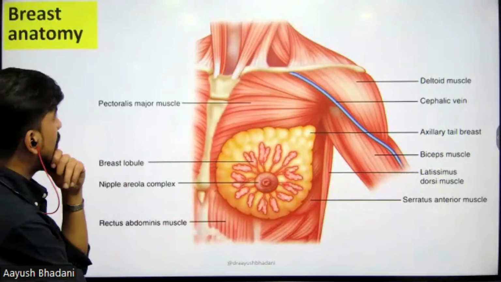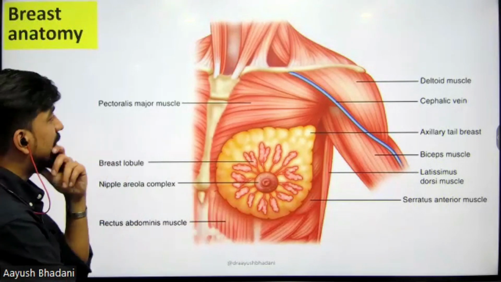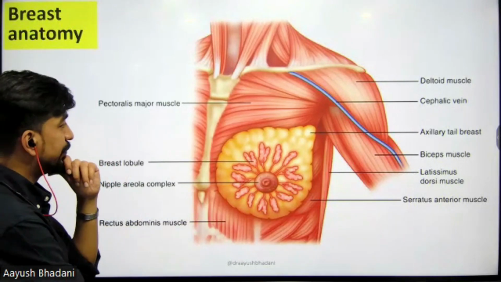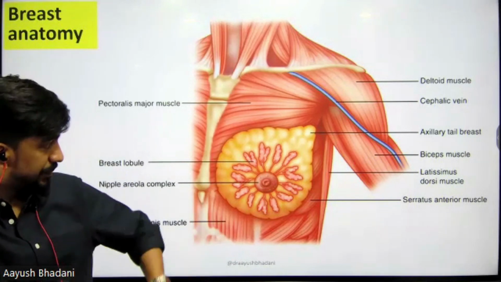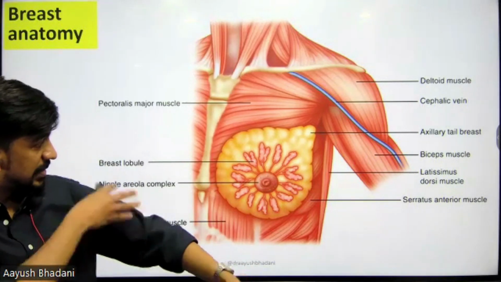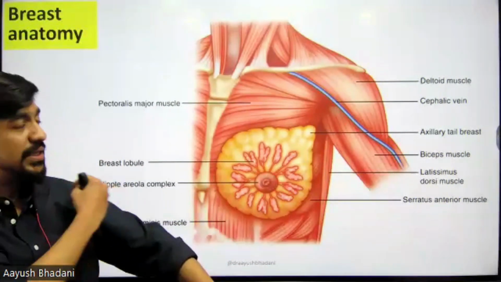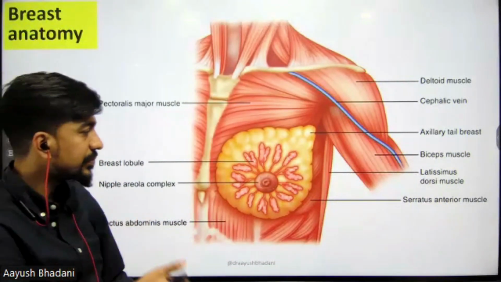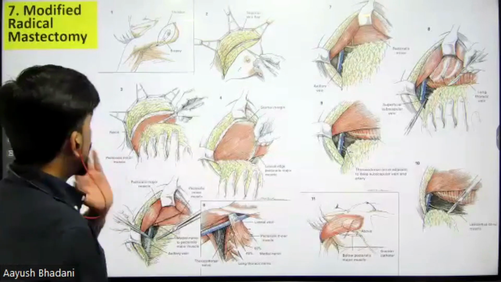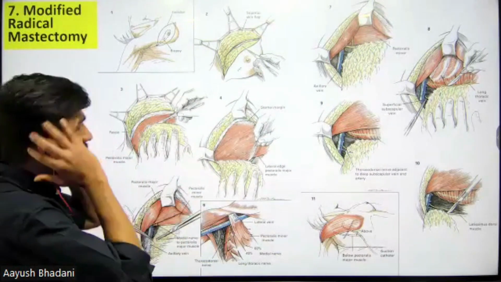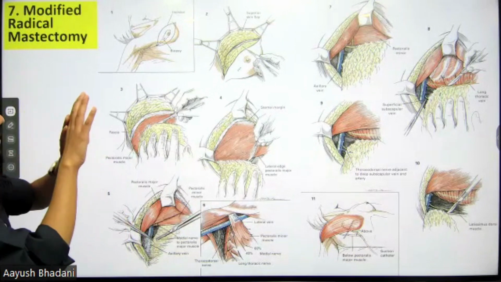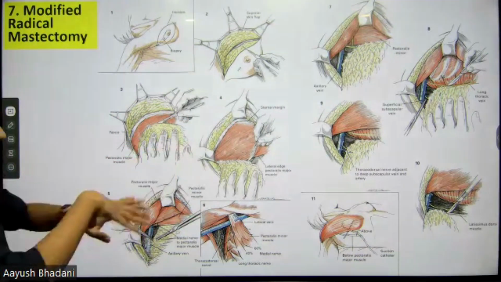Okay, we have a breast. The breast is sitting on the pectoralis major. Beneath the pectoralis major is the pectoralis minor. We have a serratus anterior. We have a latissimus dorsi. We have the biceps, the deltoid, cephalic vein, continuation of the axillary vein. Great. Okay, so let us understand these steps. Be with me. It might look very complex, but it's very easy.